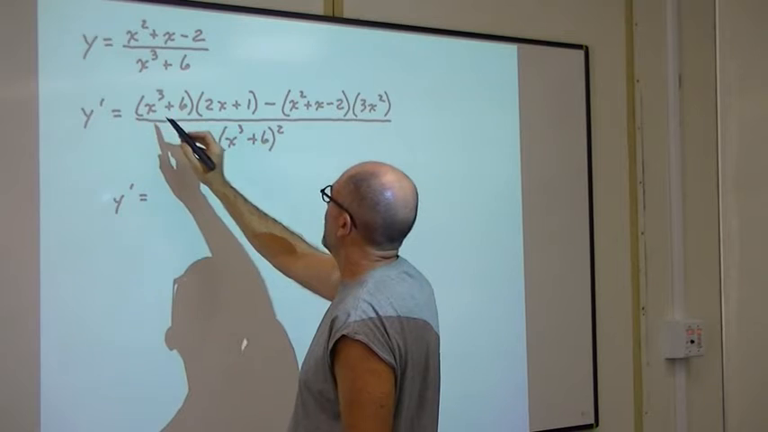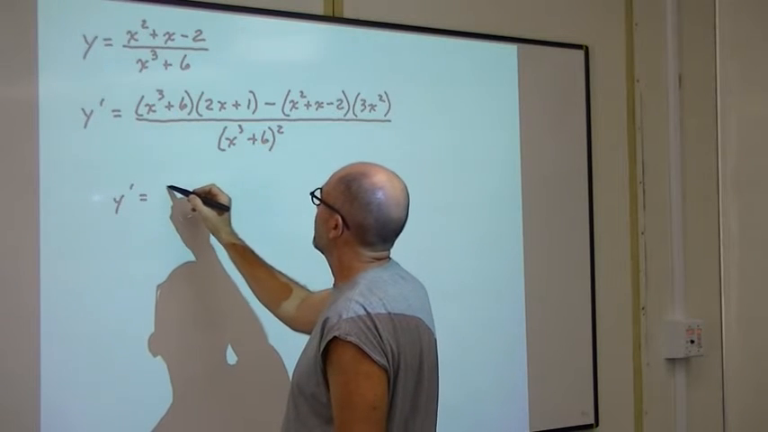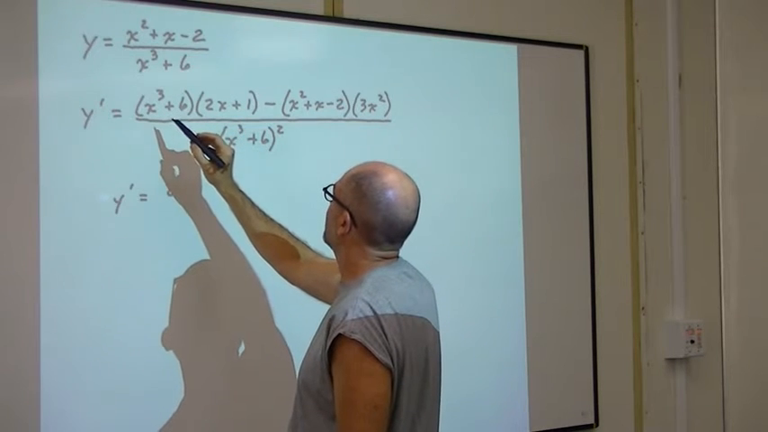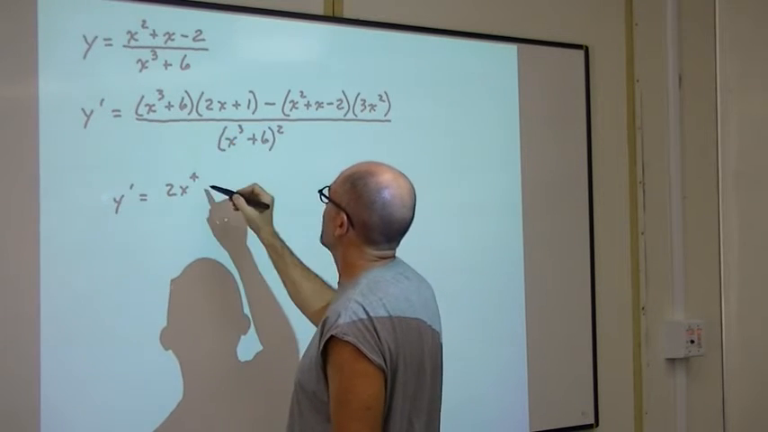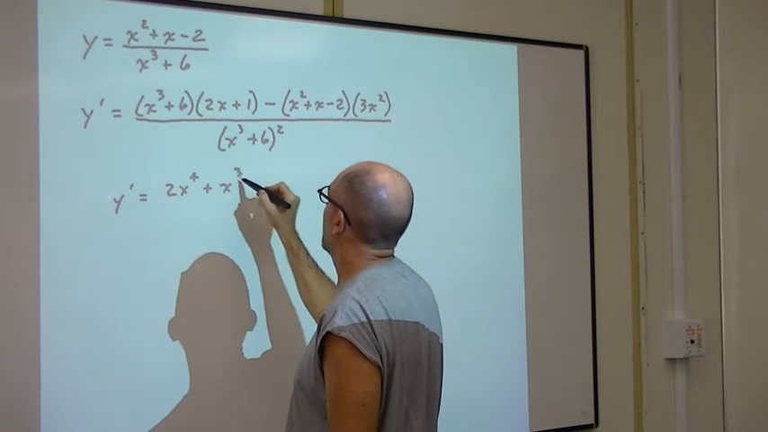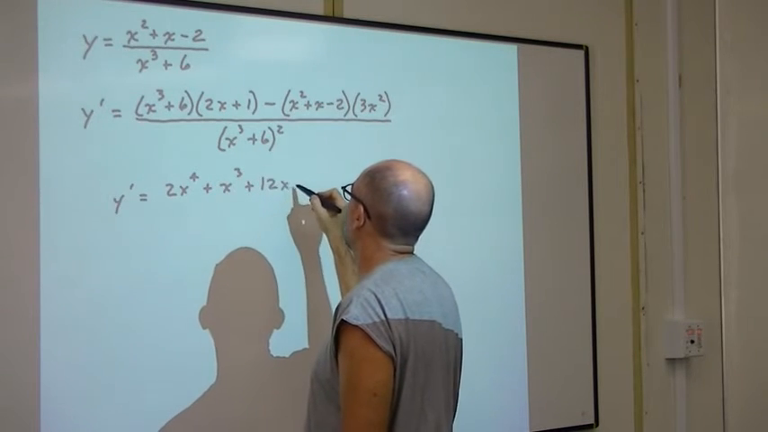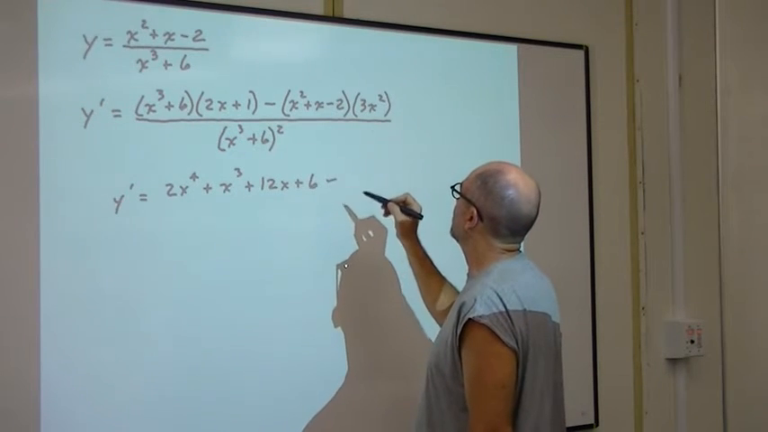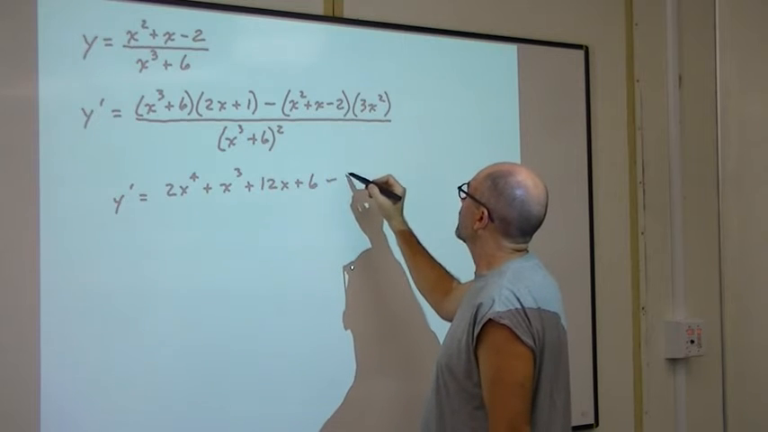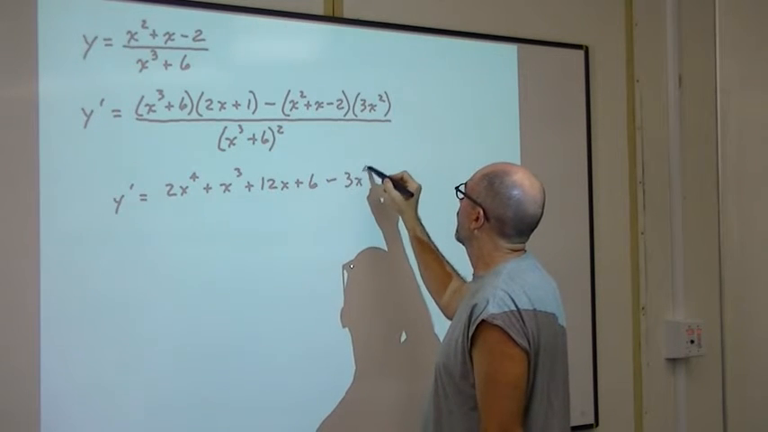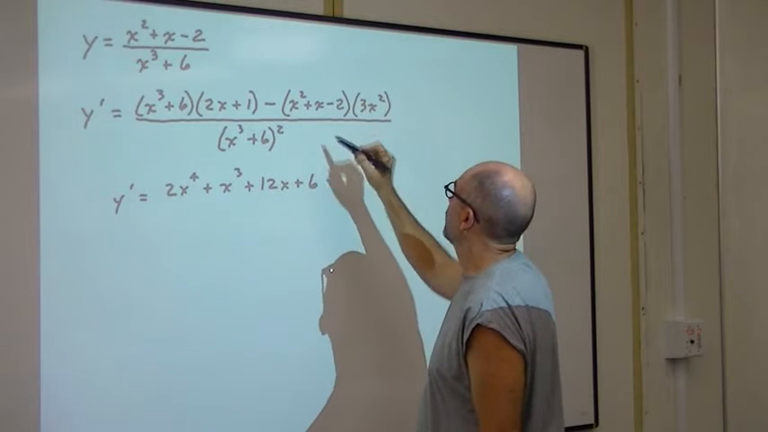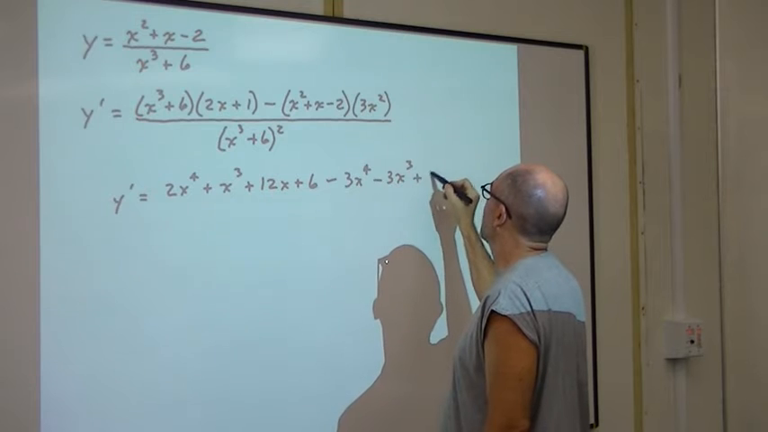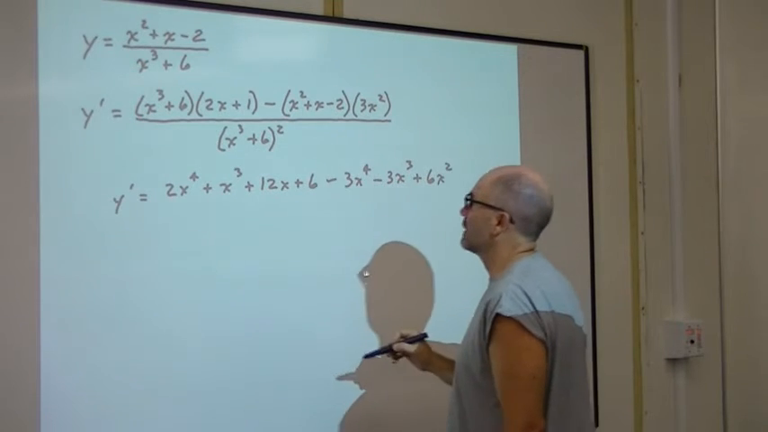The top, I've got x cubed times 2x is 2x to the 4th. Let's see, plus x cubed plus 12x plus 6 minus, okay, 3x to the 4th minus 3x cubed plus 6x squared.